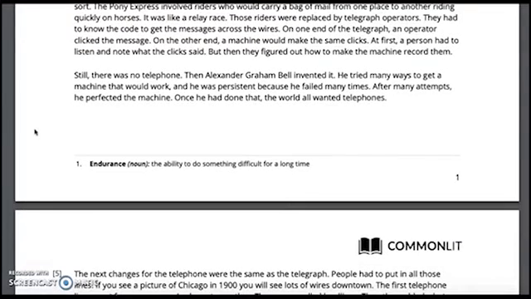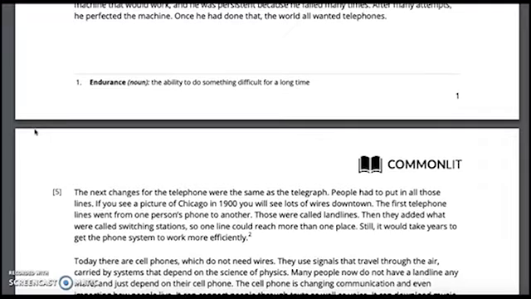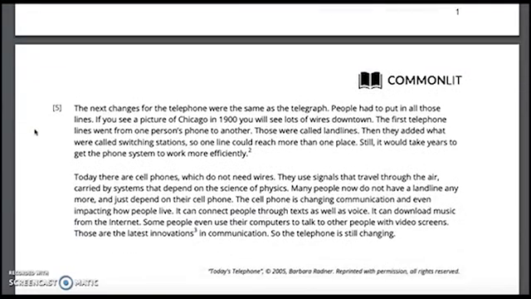Then Alexander Graham Bell invented it. He tried many ways to get a machine that would work, and he was persistent because he failed many times. After many attempts, he perfected the machine. Once he had done that, the world all wanted telephones.